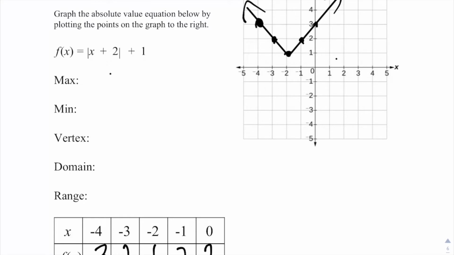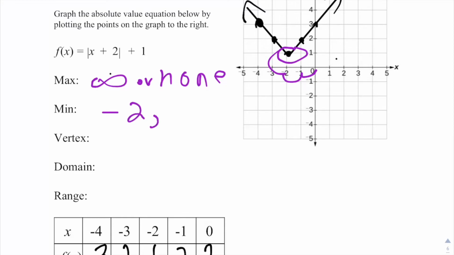And now let's look at characteristics. So again, my max, I would take either infinity or none, either one, just because, again, there's really no max, but the max number that we could get to would be infinity. Our minimum, again, is the vertex at the bottom of the V. Well, here our vertex, if we look, is 1, 2 back, so -2 back, and positive 1 up. So that's going to be our min and our vertex.